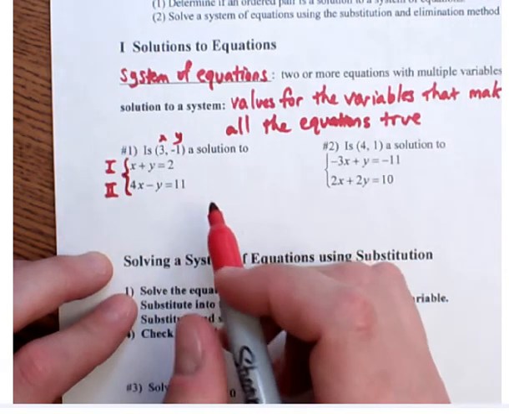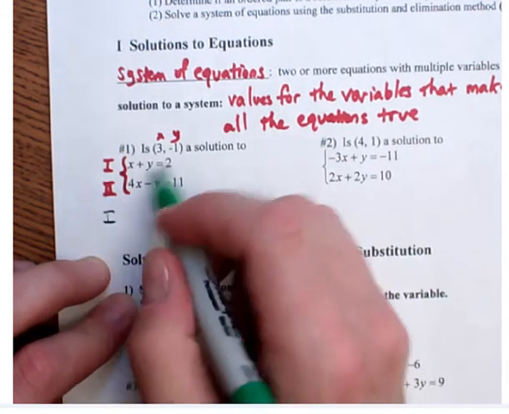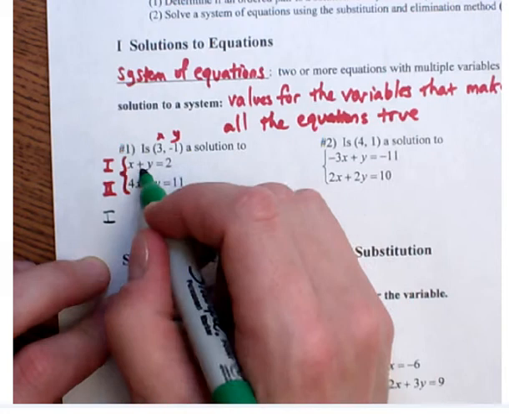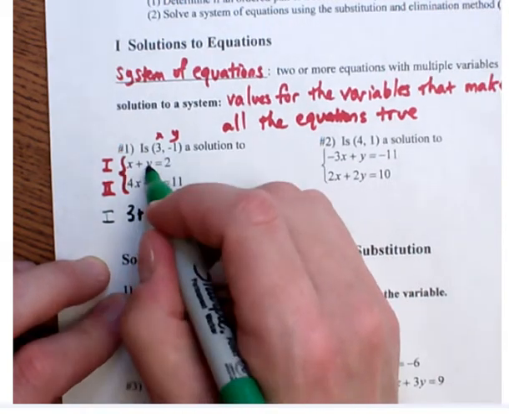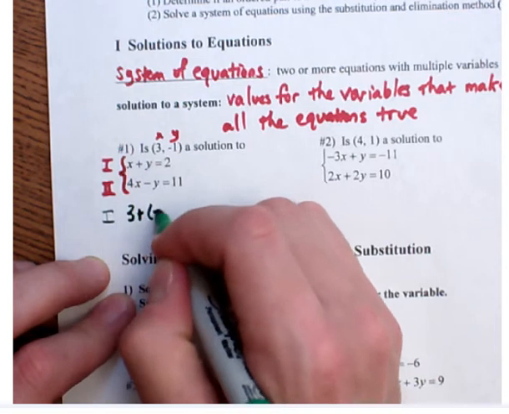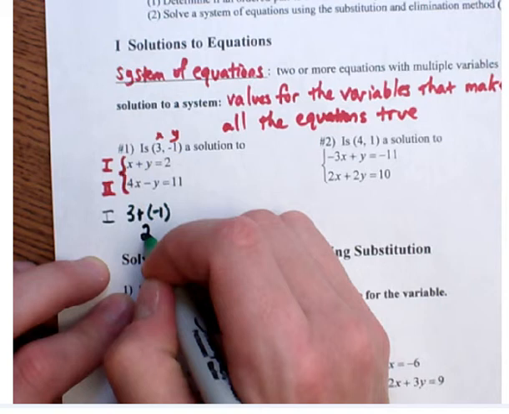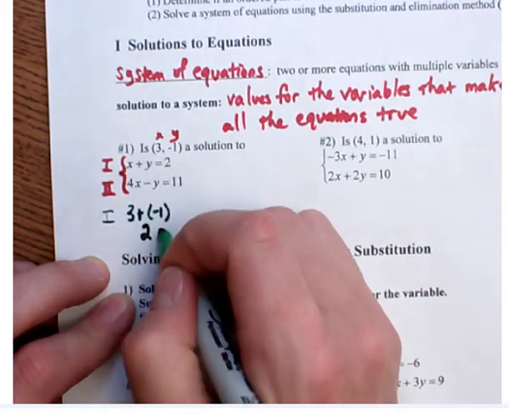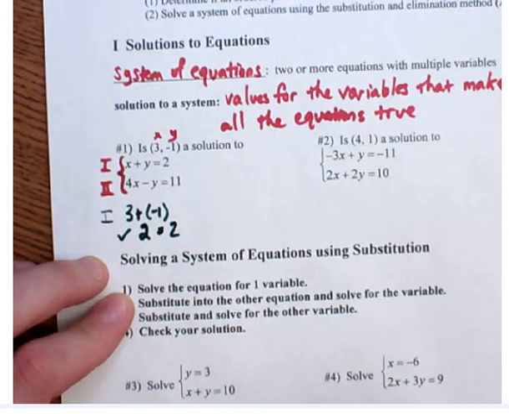If you look at equation 1, I'm going to do this down here. x + y = 2. I'm going to substitute: x is 3, plus the y value is -1. Now 3 + (-1) is 2. So the left side is 2, the right side is 2. Check. The top equation is good.